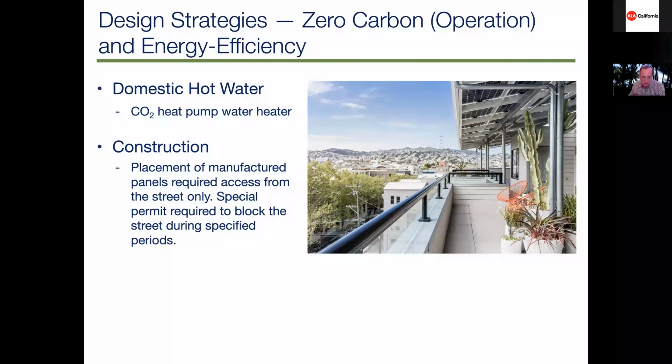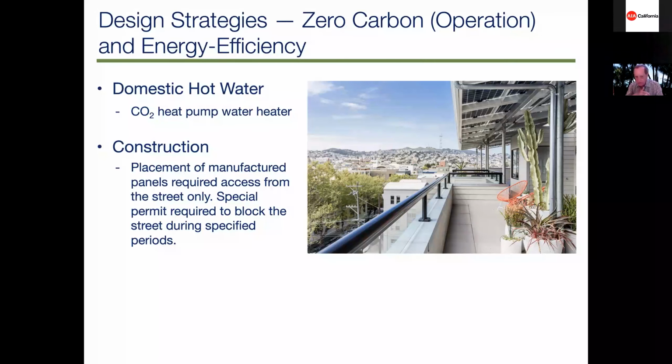And I talked about the placement of the manufactured panels. Not only was it difficult to prove the air tightness and get it to the Passive House level, but the contractor found he had to get a special permit to allow the crane to work from the street and to raise the panels since he couldn't get at it from the side. He had to block part of the street.